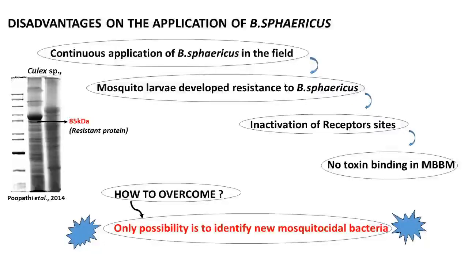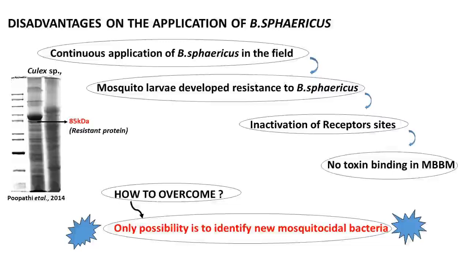Even though Bacillus sphaericus and BTI have several advantages, there are certain disadvantages also, mainly because of chronic applications of Bacillus sphaericus in field conditions. The mosquito larvae develop resistance. For example, more than 2 lakh-fold resistance was reported globally, mainly because of the inactivation of the receptor sites. Whatever the toxin moieties bind on the receptor sites, it does not show any effect.